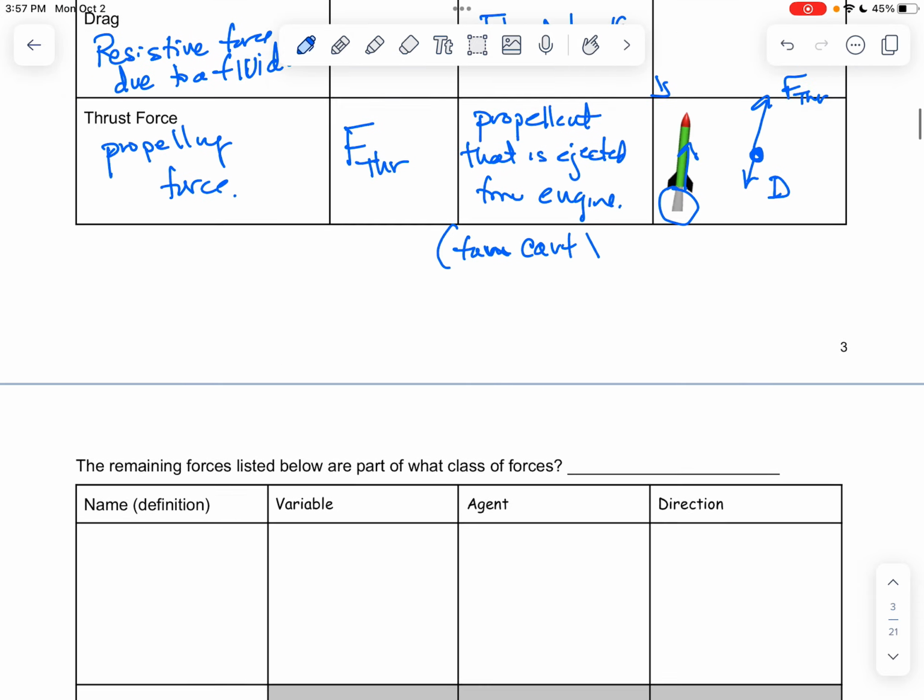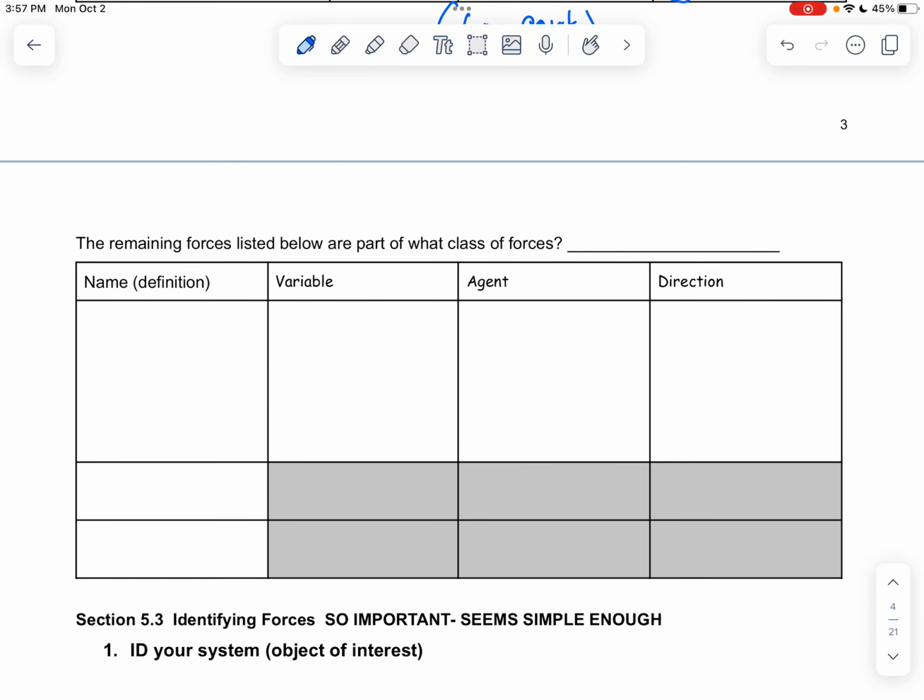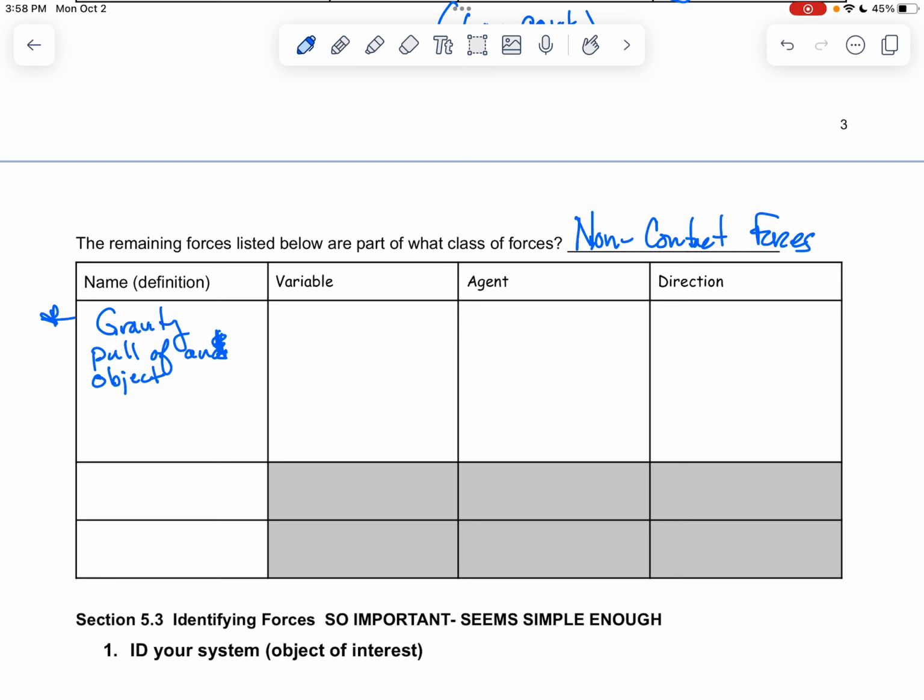All right, moving down here. The last remaining class of forces are the non-contact forces. And again, this is where you cannot see the agent of the force. Nothing is touching. And as I mentioned before, the first one is going to be the force of gravity. That is going to be our number one important one that we'll be dealing with. This is the pull on an object when placed in a gravitational field.